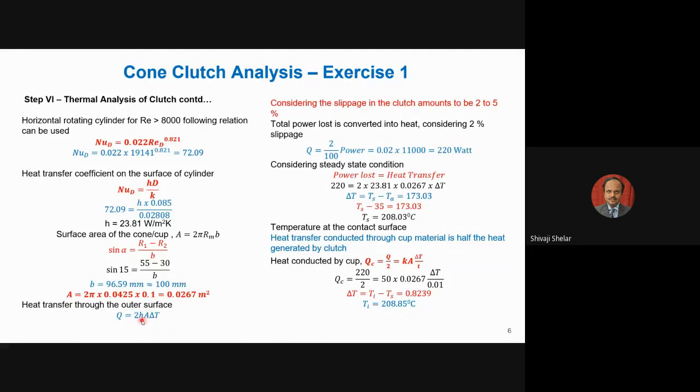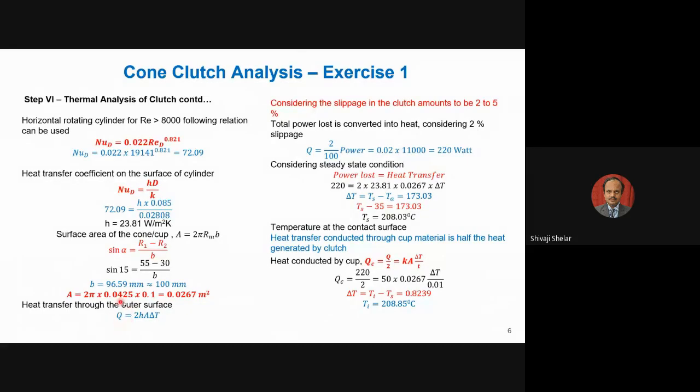So if you take any one surface, either the internal surface or the external surface, and the heat transfer coefficient on that surface and delta T at that point, and just multiply by 2, we'll get the total heat transfer rate through that. So the total heat transfer rate Q is equal to 2 h A delta T. A is the one surface area, h is the heat transfer coefficient on that surface, and delta T is the surface temperature minus atmospheric temperature.